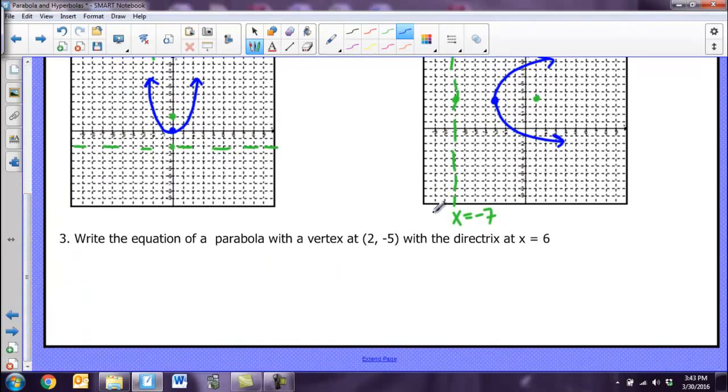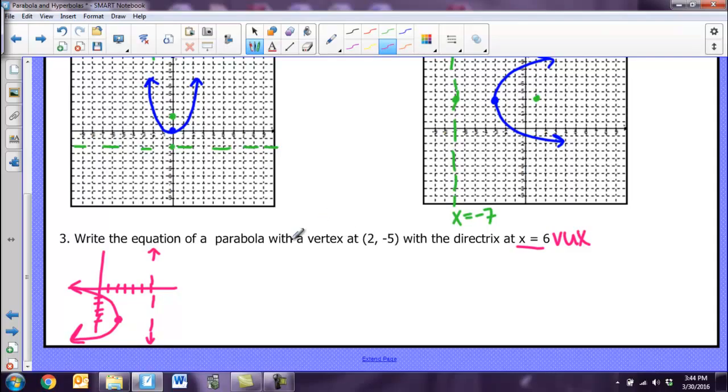Now, what happens if they want you to write an equation? Well, the first thing I always do on these is draw a picture. So if I draw a picture of this guy, it has a vertex at 2, -5. And it has a directrix at x equals 6. So 1, 3, 4, 5, 6. Now remember, x equals 6, that's a vux equation. So it's a vertical line hanging out at x equals 6. And so that's my directrix. So I always know that my parabola is going to open opposite from my directrix. It opens away from the line, which means this guy is opening left, and it's going to be horizontal.